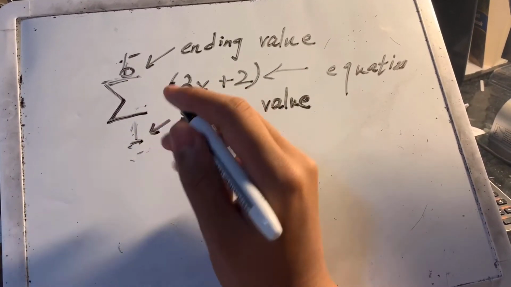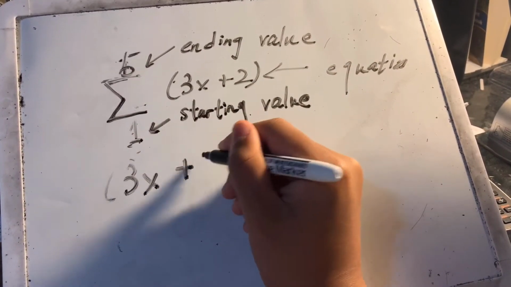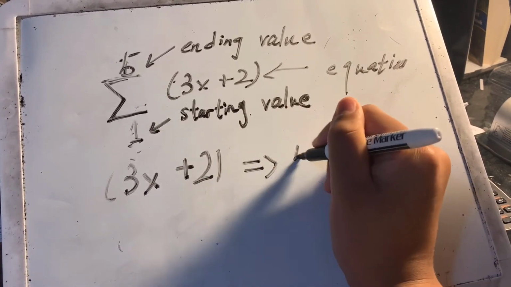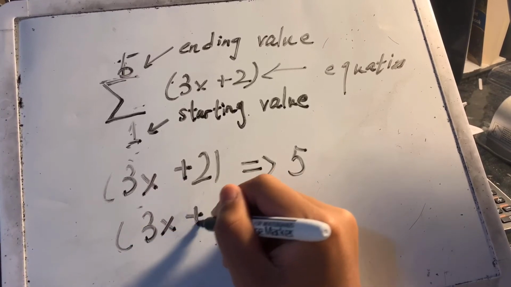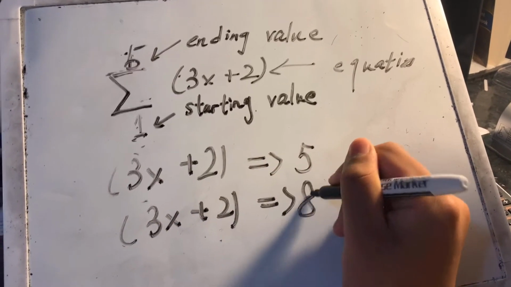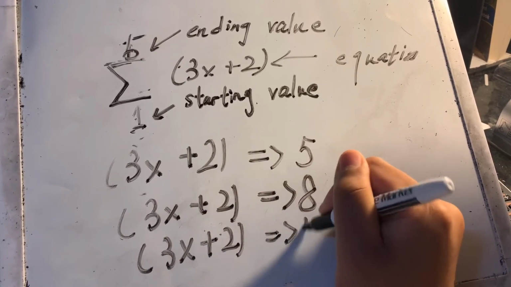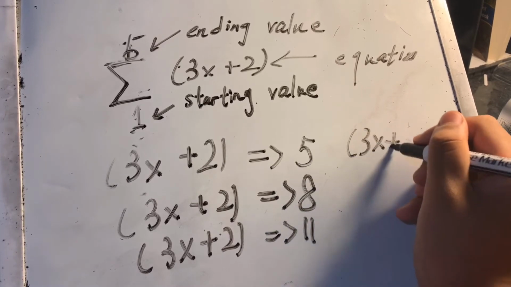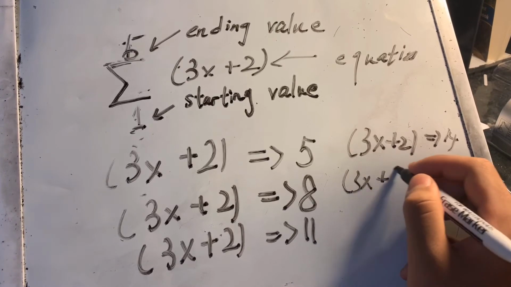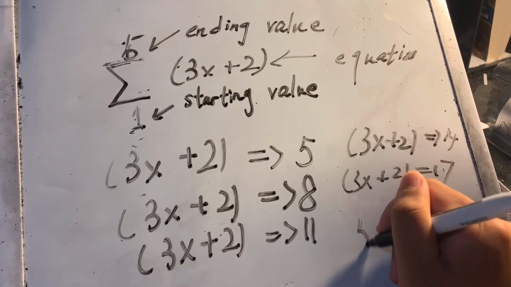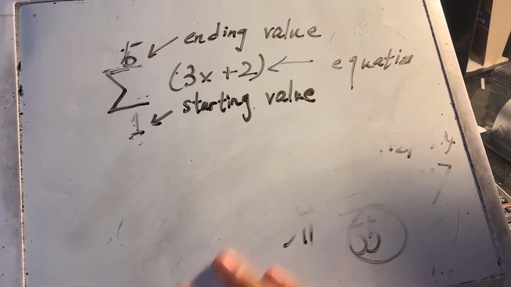How are we going to do this? Let's make an example. In this case, first we calculated the first value, which is 5. The second value, we plug in X equals 2, which is 8. The third value we plug in is 11. The fourth value is 14 and the fifth value is 17. And the final result for this is 55. So this is how sigma works.